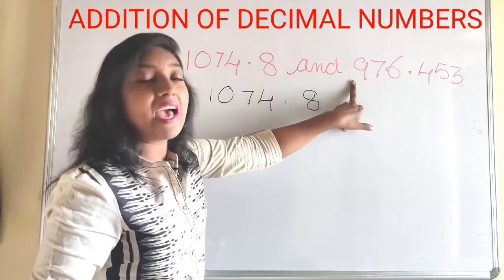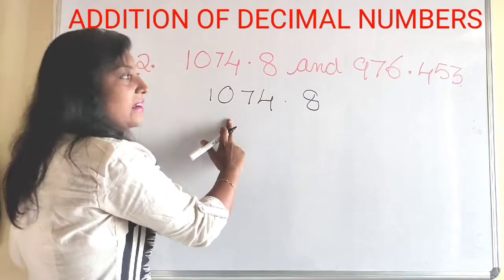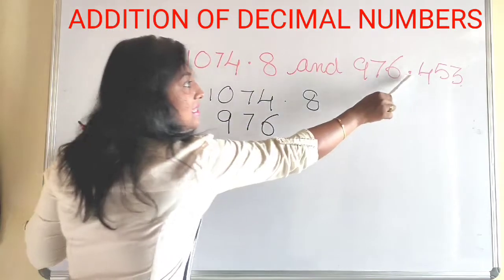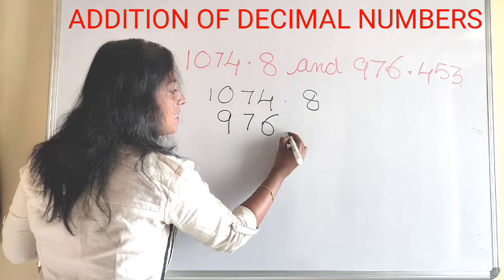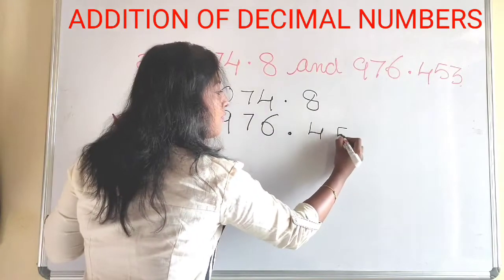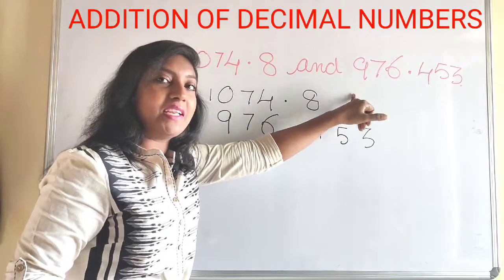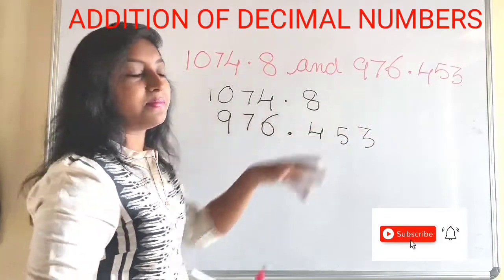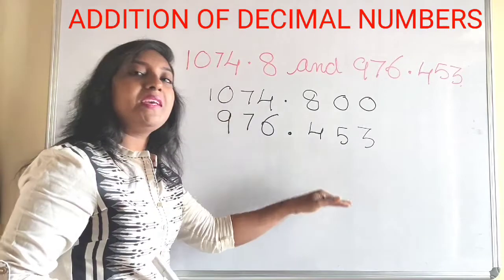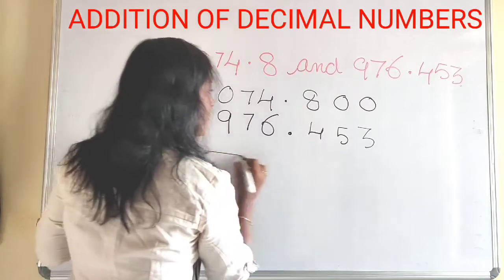976.453. Here we don't have the value of thousands. So we have to write the numbers from the hundreds place, that is 976, and don't forget to place a decimal point under the decimal point, that is 0.4 and 53. 453. If we observe here, we don't have the next values, that is hundreds place and thousands place. So what we have to place are zeros at the top of the number, which will be easy for you to do your addition. Otherwise, you can leave it as it is and you can continue the addition also. So now let us start continuing the addition.